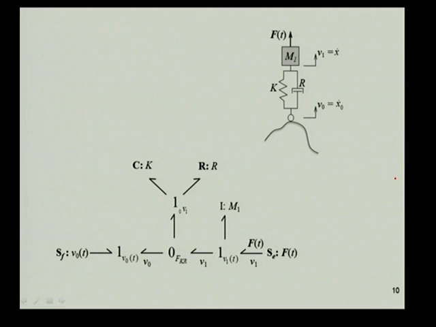What is the next logical step? Cause and effect. So first of all, let us number all the bonds so that we can identify each and every bond. Then we place the causal strokes. So we start with the first stroke, that is for the sources. So both the sources have been causal.